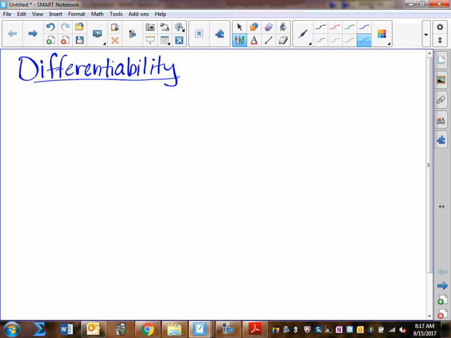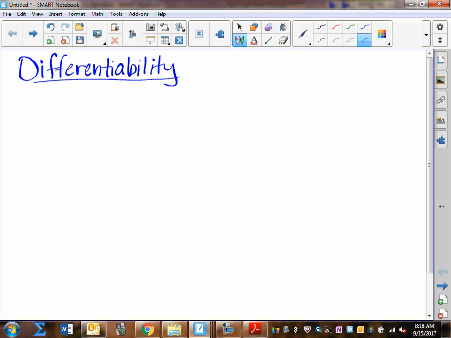Sometimes the a one is quicker than the h one, but sometimes the a one is harder to factor than the h one, even though it takes more time, it's easier to factor, things like that. But differentiability stems from our limit definition of the derivative. All right, so first let's talk about what it means to be differentiable.